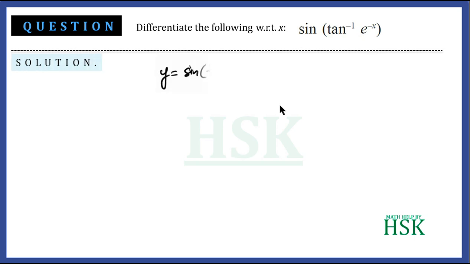Okay, now to solve this question, we assume the given function as equal to y. And to make a point, when we read the given function, it is like this: sine of tan inverse of e to the power of minus x. So this means that first we are going to differentiate sine, then tan inverse, and then e to the power of minus x. Okay, so in this order the differentiation should be done if we are going to apply the chain rule.